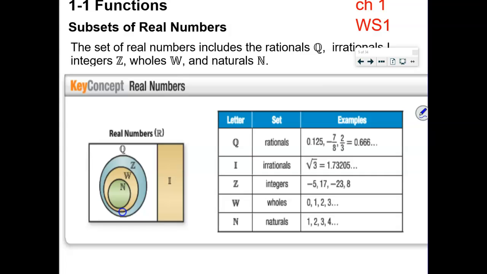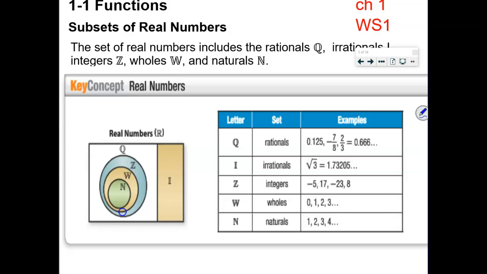All right, here's the beginning of our lesson. So we're finally in chapter 1. We're going to start off with a pretty gigantic subject called functions. But the good news is a lot of this stuff is, like, you've talked about it quite a bit in Algebra 2.